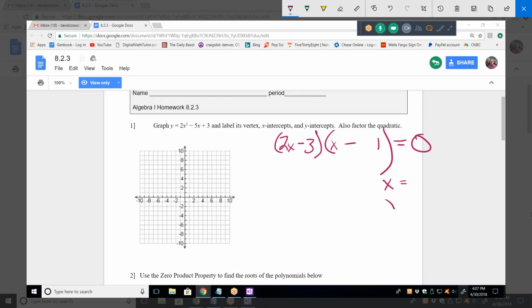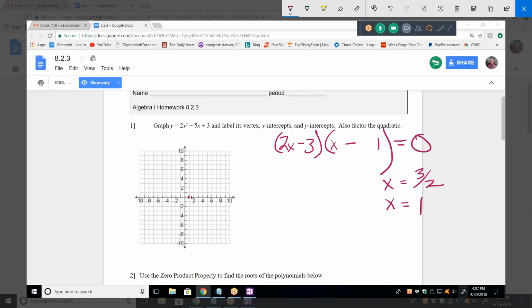We get 3 over 2, good, for the right one. And then we get positive 1. Okay, so those are my intercepts. 3 over 2, that's 1.5. That's right there. And the other one is positive 1. That's right there. Man, this is a very, very skinny parabola.